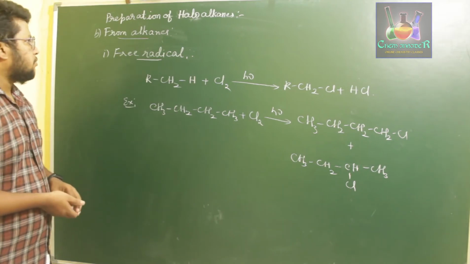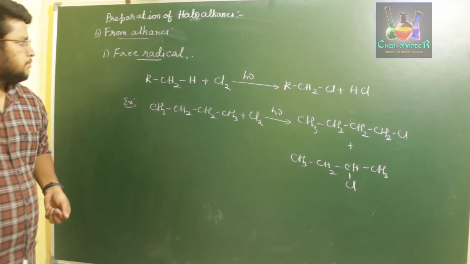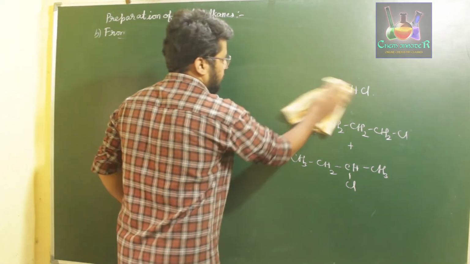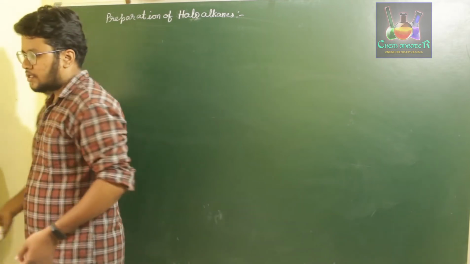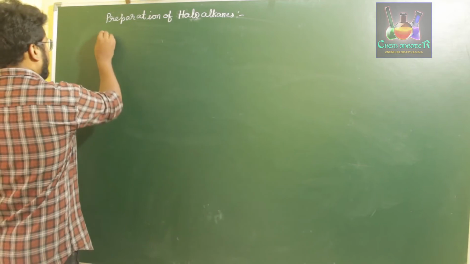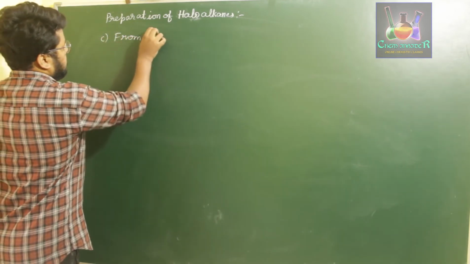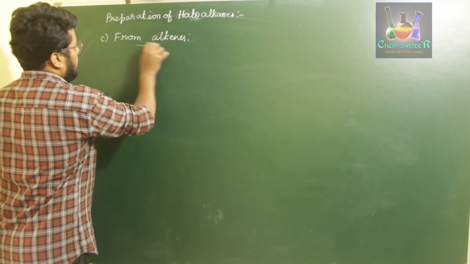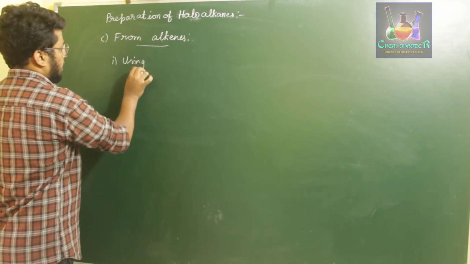Next we are going to discuss the preparation of haloalkane from alkenes. What if we use alkenes instead of alkanes? For preparation of haloalkanes from alkenes, we have multiple reactions. Out of that, the first one is using hydrogen halide.